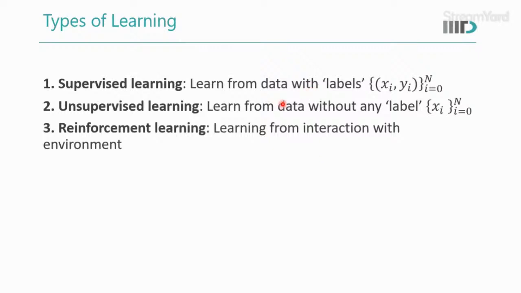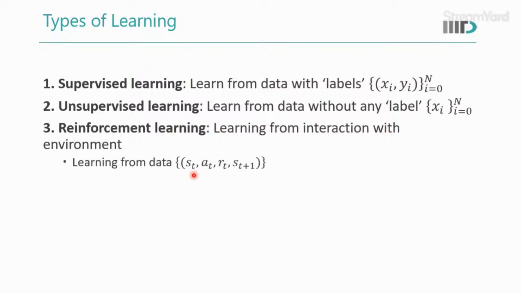If we see in supervised learning, we are learning from the data with the labels xi and yi. Xi is the data or the features of the ith sample, and yi is the associated label or annotation of the ith sample when the data set has n samples. In unsupervised learning, we are learning from the data without any label. In reinforcement learning, we don't even have the data. We are learning from interactions with the environment.